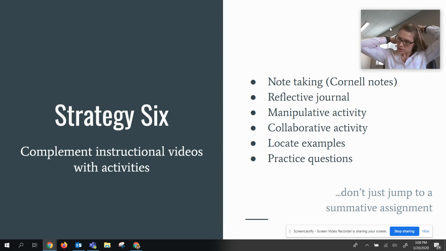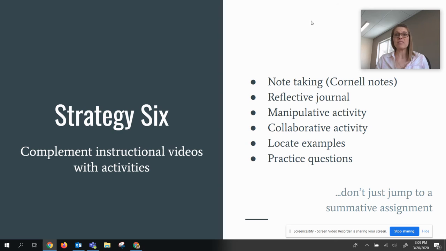Or it could be a manipulative activity. So, for example, in a Google slide or in a Google drawing, you could create a manipulative where they have to then manipulate a graph. It could be a sort. It could be a compare and contrast, but they're manipulating pieces and things. Again, just to practice interacting with this new learning.